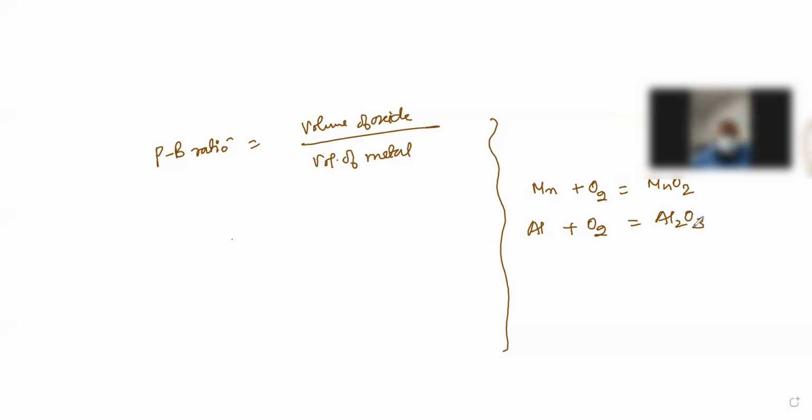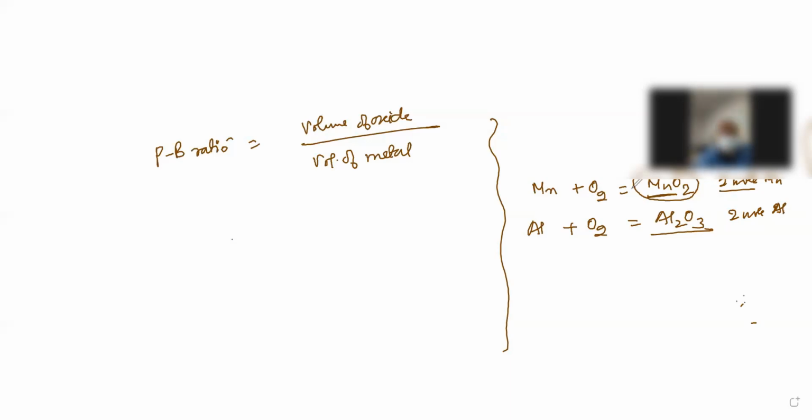Okay. So see what happens once we get this MnO2. So how many moles of Mn are there? Only 1 mole of Mn is there, right? Because here Mn is single. But here aluminum, how many aluminum are there? There are 2 moles of aluminum. So what happens when we calculate the volume of the oxide? Then we have to calculate the volume of the oxide for 1 mole of metal, because we are calculating the volume of metal taking 1 mole of metal, right?